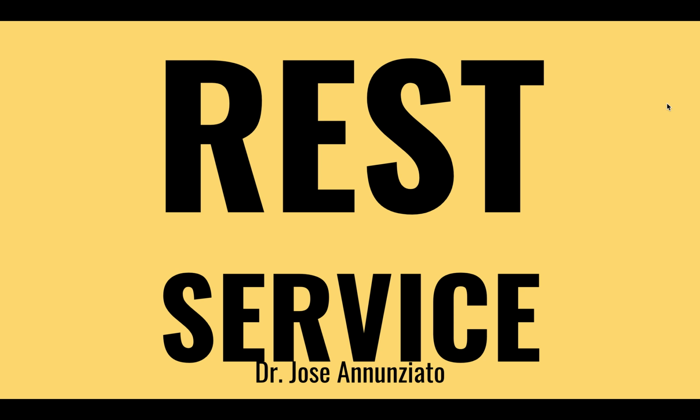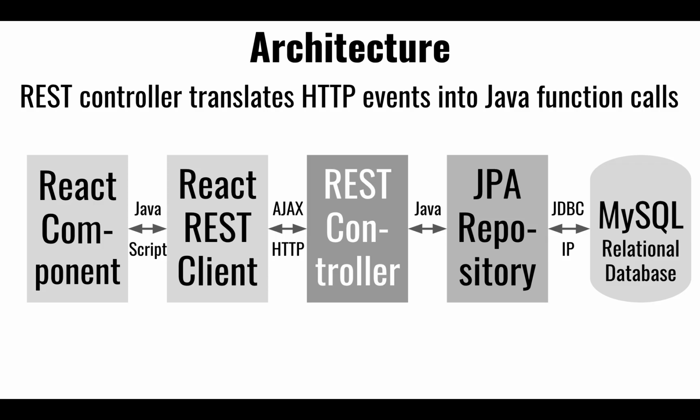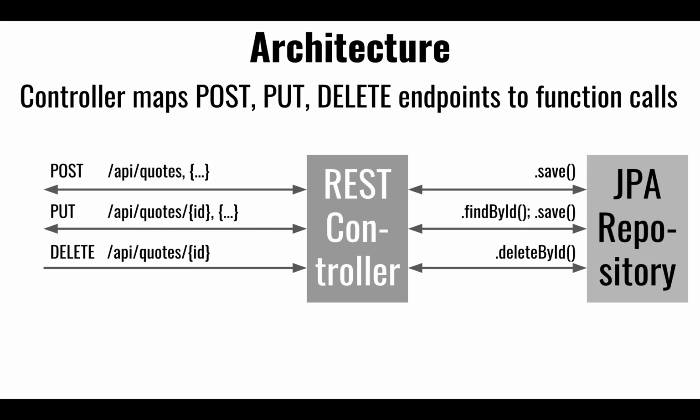So let's take a look at the REST service that you might be working on in the upcoming sprint. We're going to focus here on the interactions between the REST controller and the JPA repository. If we expand that, we'll see that in the REST controller you might already have mappings to find all or find by ID that you might have implemented in a prior sprint.